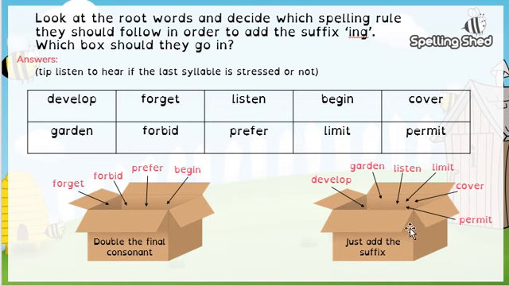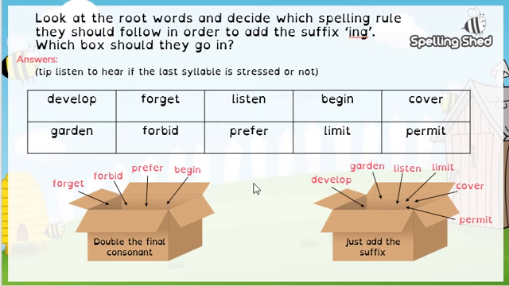Cover is going to just add the suffix, because the first syllable is the stressed, not the final one. Garden is also going into just add the suffix. Forbid is going into double the final consonant. Prefer is going into, you have to double the final consonant again. Limit is going into just add the suffix. And permit is going into just add the suffix.